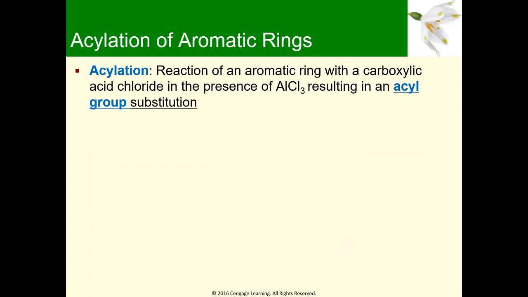I'll bring, well, you've already got it in your handout there, but we'll explain what we mean by that with some structures on the slide here in just a second. But so the acylation reaction is a reaction of an aromatic ring with a carboxylic acid chloride in the presence of the same catalyst, aluminum chloride, resulting in an acyl group substitution. Okay, so what is an acyl group? Well, this is what we mean by an acyl group.